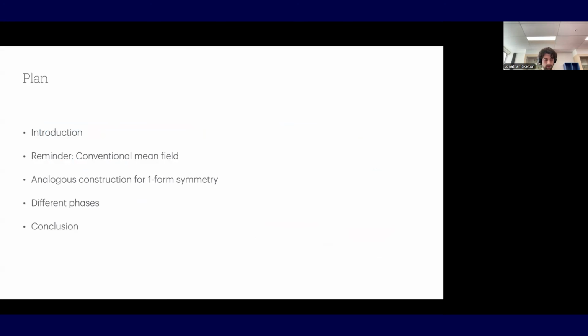So what's the plan? The plan is to understand what we want to generalize and to review some conventional mean-field theory, by which I mean the zero-form case. And what they did in their paper is that they really, by analogy, constructed the one-form symmetry case, the most straightforward one that you can think of. And then once we have the action constructed and well-defined, we can study the different phases. So that's the idea.